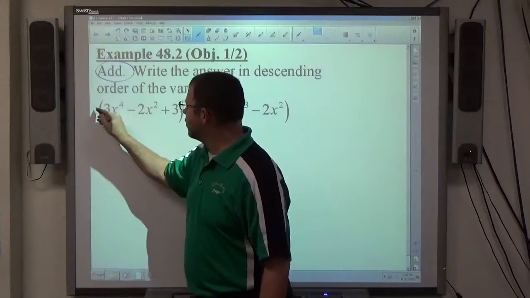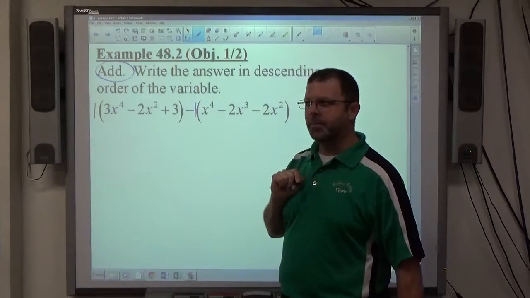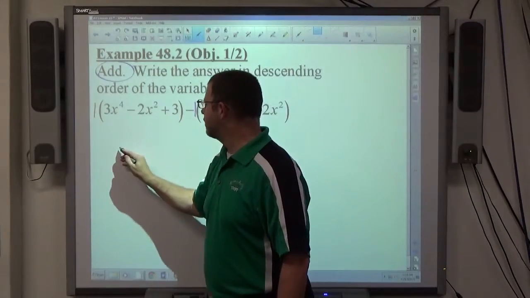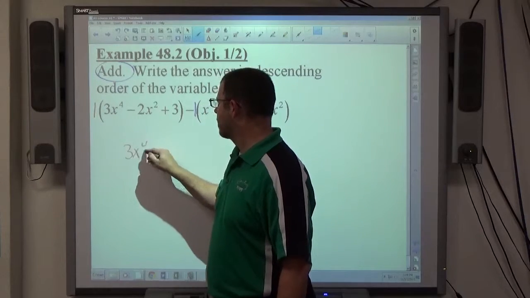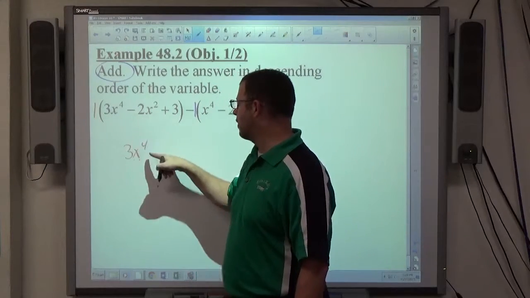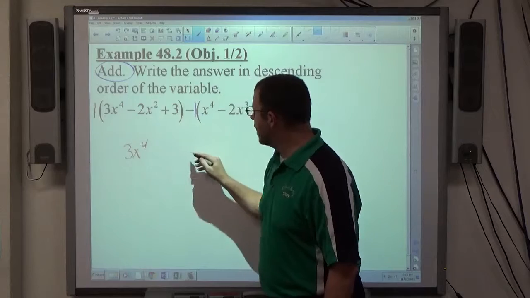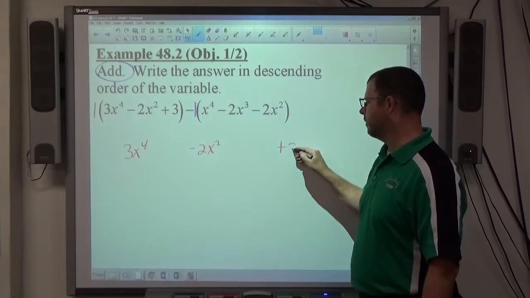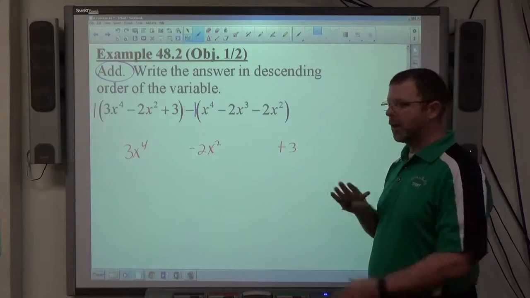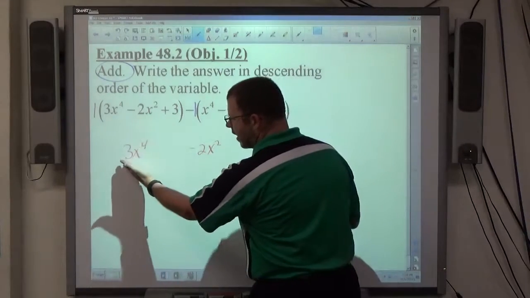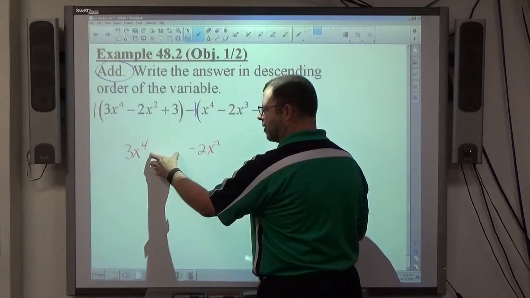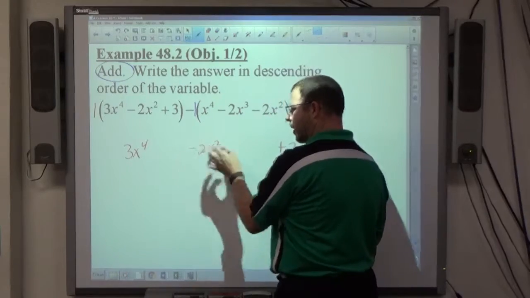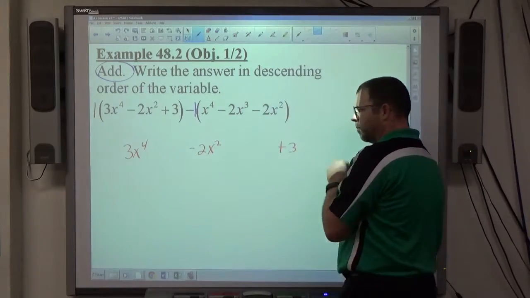I got this first parentheses, which has a +1 in front of it, right? So I've got 1 times 3x to the 4th makes 3x to the 4th. Notice I got no x cubed, so I'm going to leave a little space. All right? I'm going to get -2x squared. Leave some space for the x, plus 3. Okay, so every power of x is accounted for. I got x to the 4th. X cubed is gapped, because there isn't one. X squared, x to the first is gapped, and then plus 3.